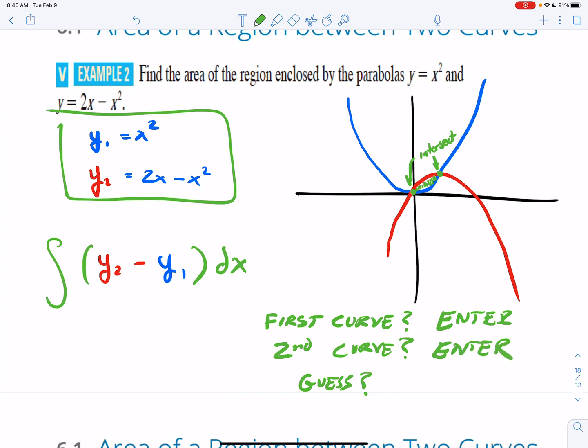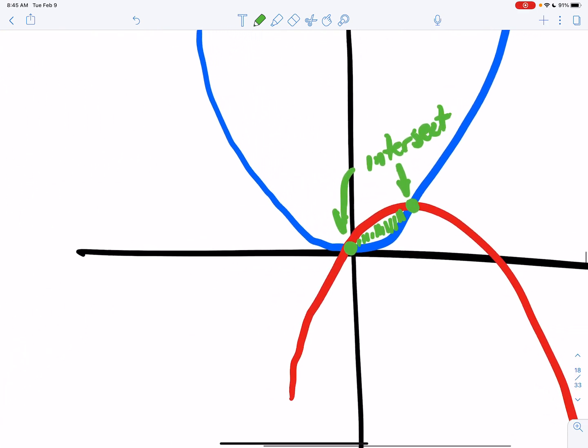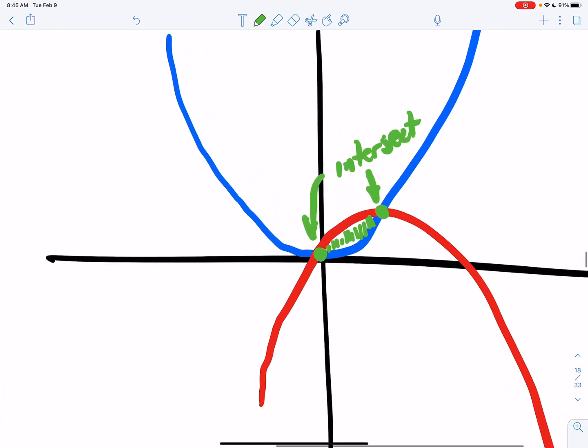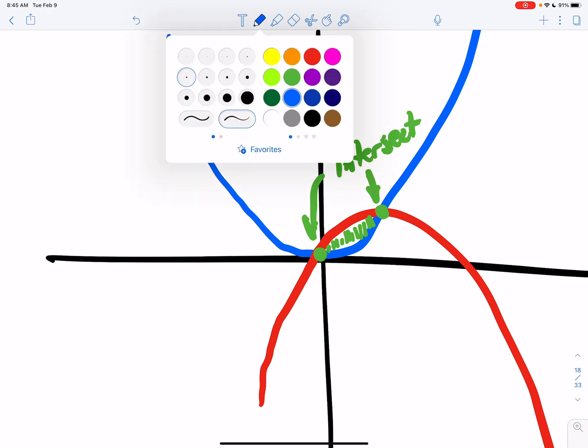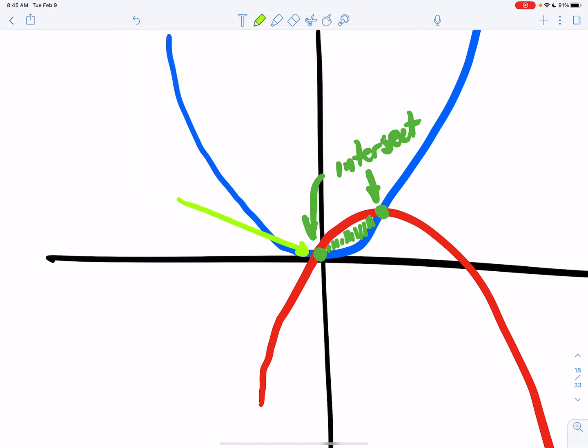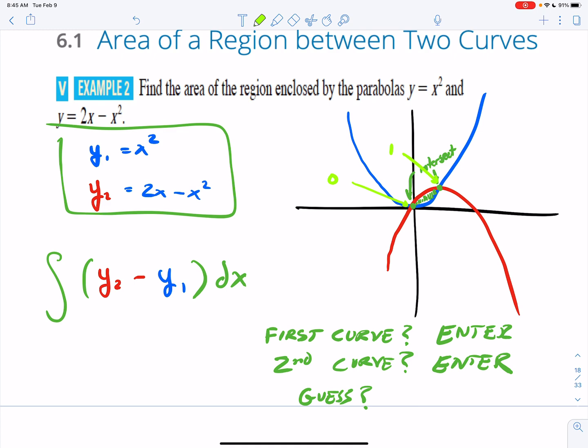At this point, they ask you to guess. So here's the issue. There are 2 intersection points, okay? You actually have to guess the one that you want, okay? So for instance, if I think that this one is about 0, I'm going to type in 0 here. If I think that this is about 1, I'm going to type in 1. Because if you don't guess, they might give you the same intersection twice, okay? So I'm going to go ahead and press 0.